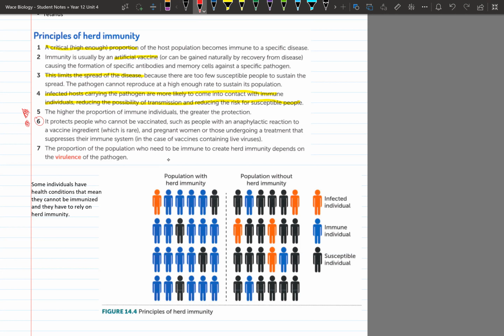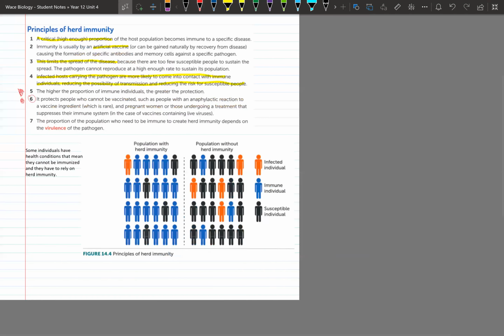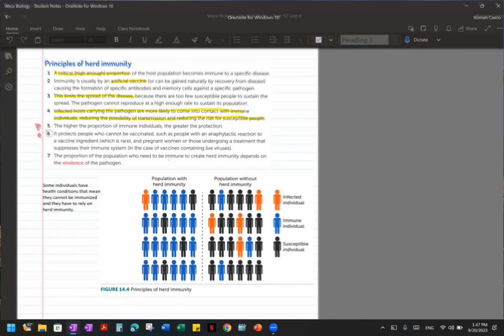Like I mentioned before, for number seven, this does depend on the virulence of the pathogen and how transmissible it could be and how strong it is. The higher the virulence, the faster it could be transmitted. So, herd immunity. Any questions on that, guys? That's another management strategy, so make sure you understand the different management strategies there.